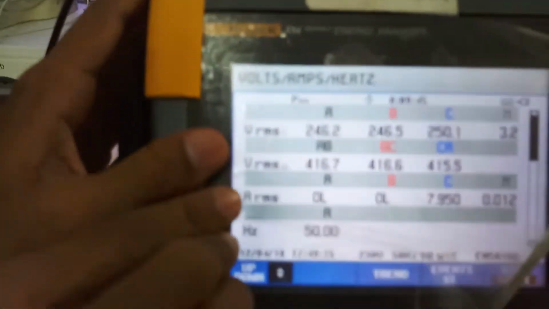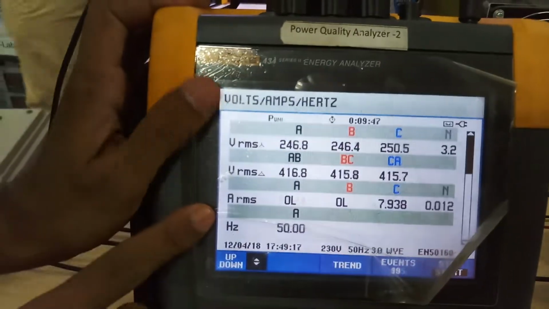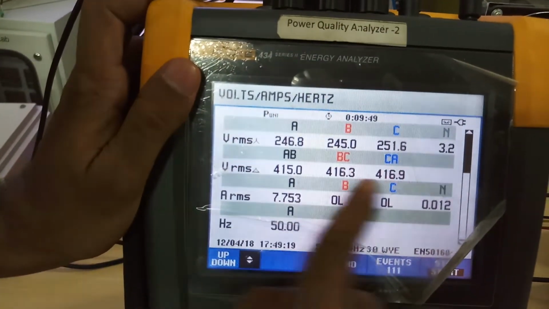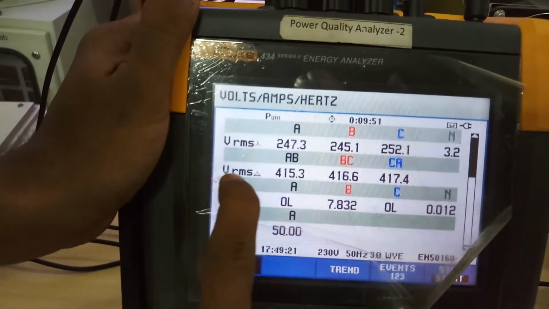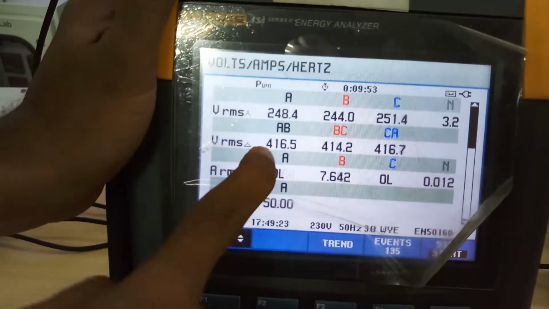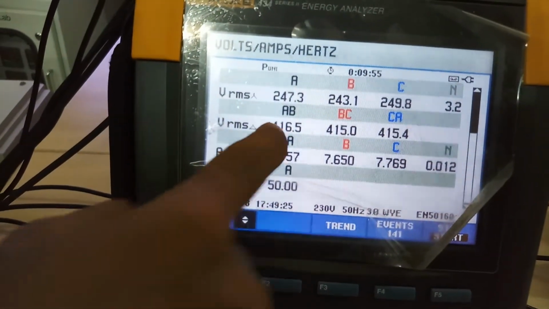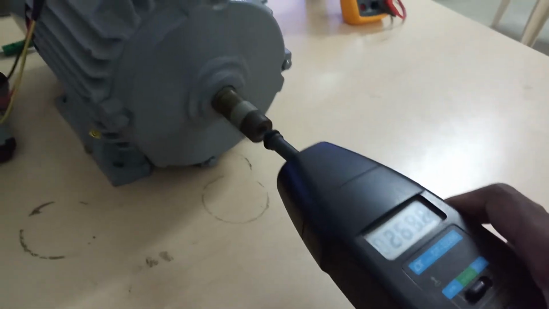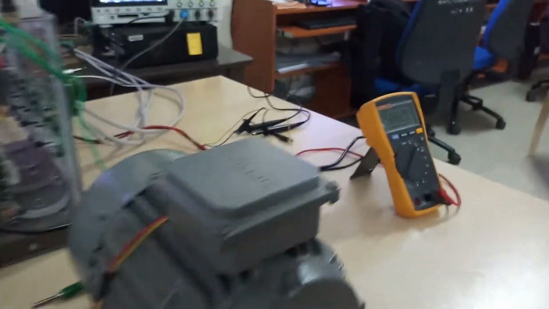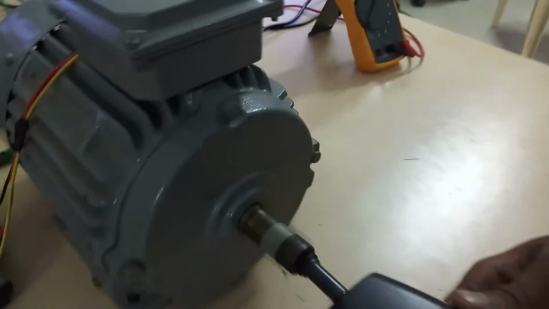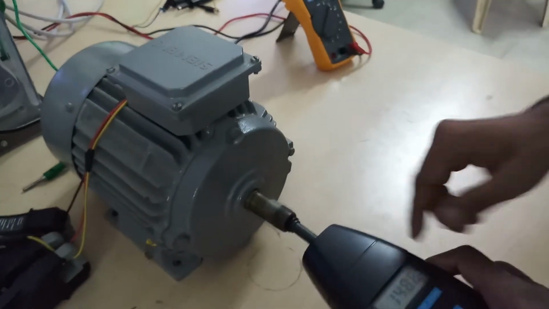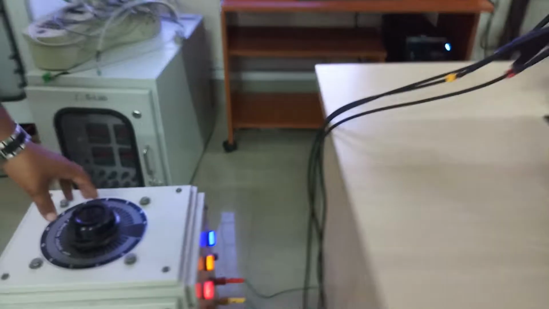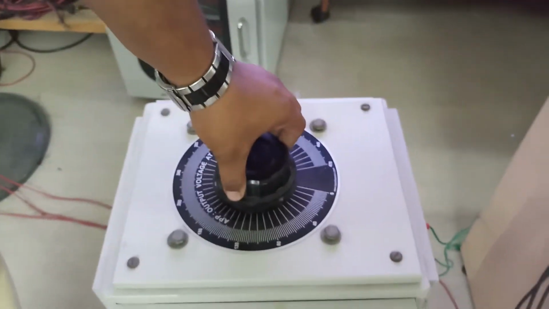We are seeing the harmonic analyzer, power and voltage analyzer. Both line-to-line voltages of the 3 phases are balanced, 416 and 416 also. This is a balanced voltage. Next we are checking the speed of the induction motor up to 1500. Very good. We are getting 1484 only.